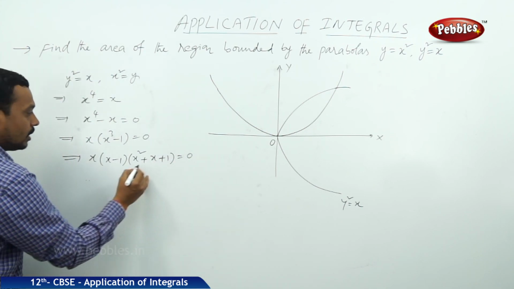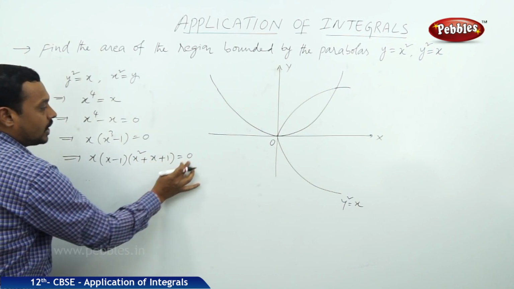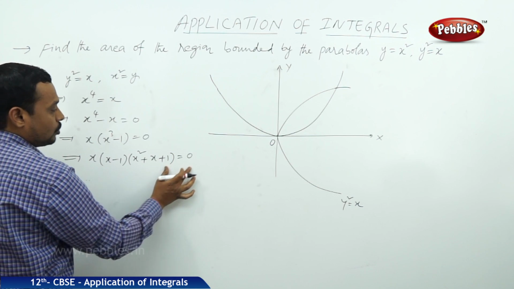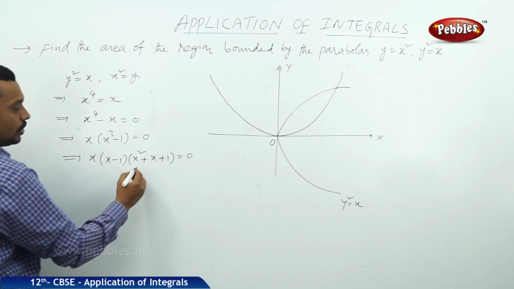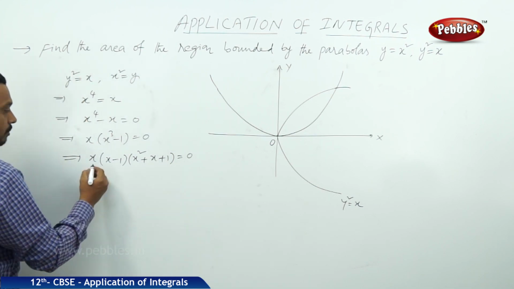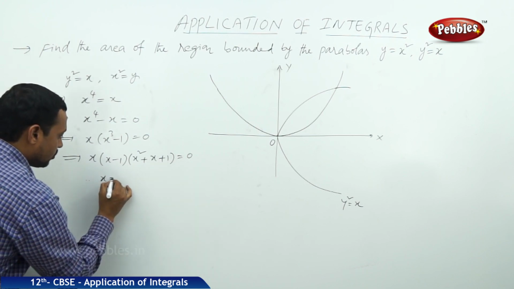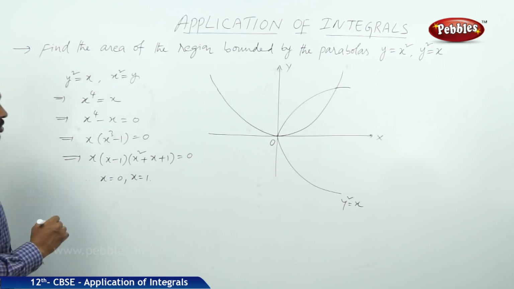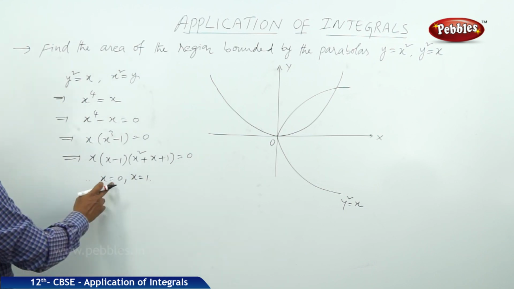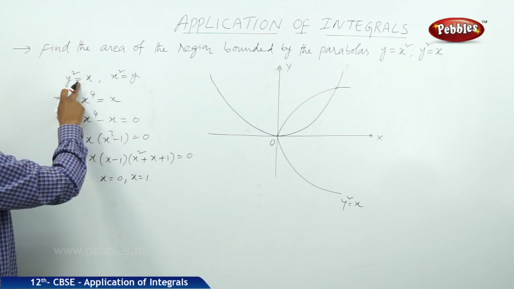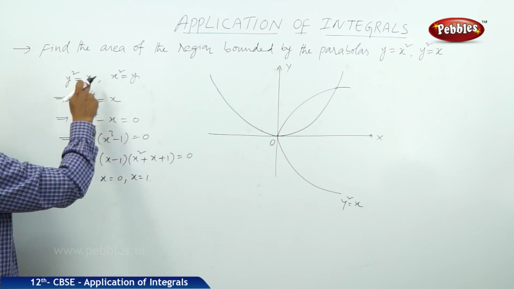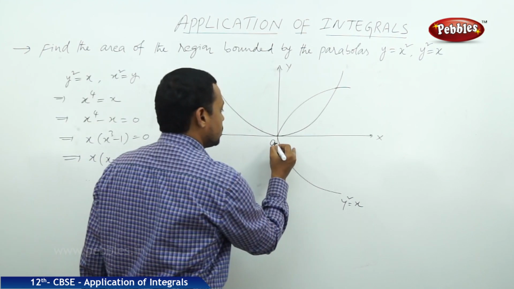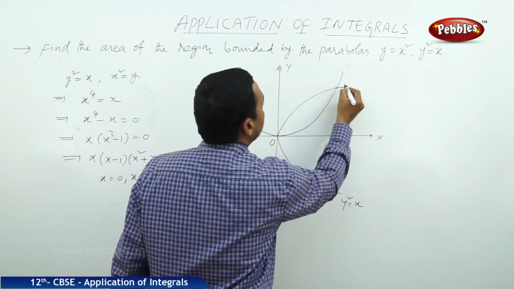You know here x square plus x plus 1 cannot be 0. x square plus x plus 1 = 0 is not possible; no real value satisfies this. But x = 0 is possible and x minus 1 = 0 is possible. So x = 0, x = 1. When we put x = 0 here, y is also 0. When x = 1, y = 1. So the two points of intersection are (0, 0) and (1, 1).